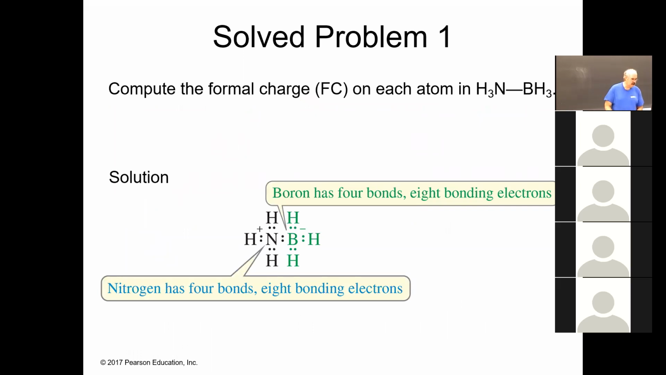The total charge on a molecule is the sum of the individual formal charges. In this example, this is an addition product between borane and ammonia. Overall, it has no charge, but nitrogen has a formal plus charge, and boron has a formal -1 charge.